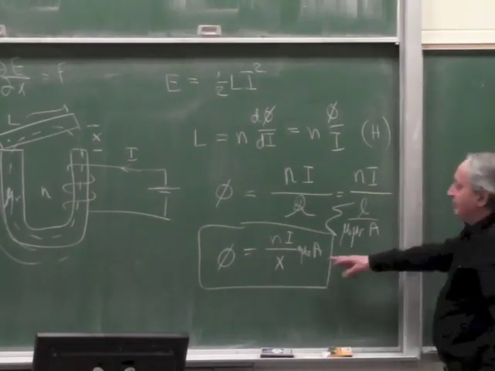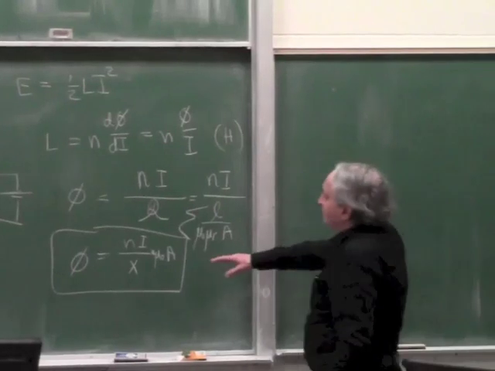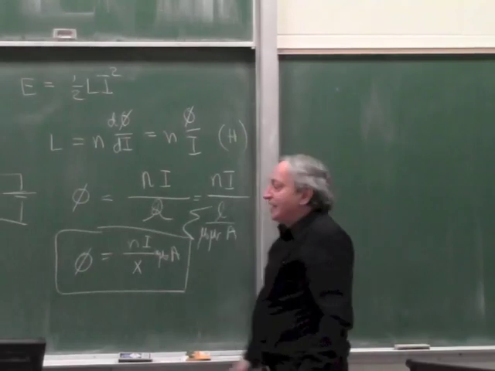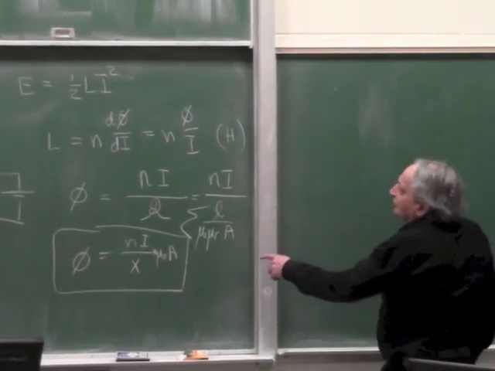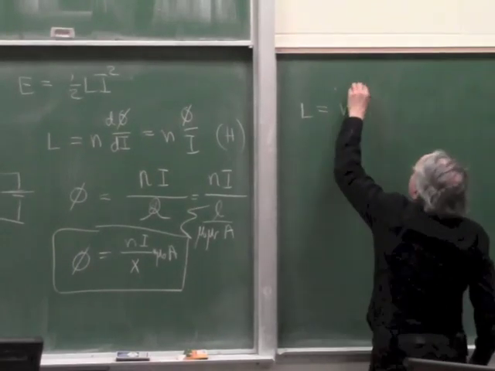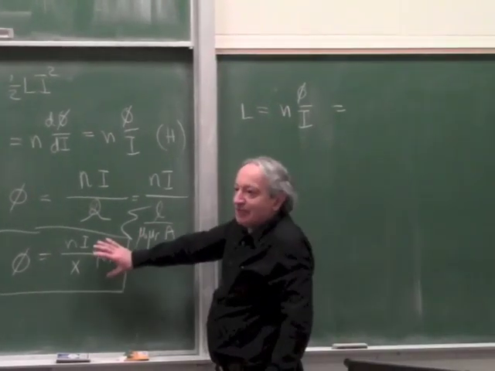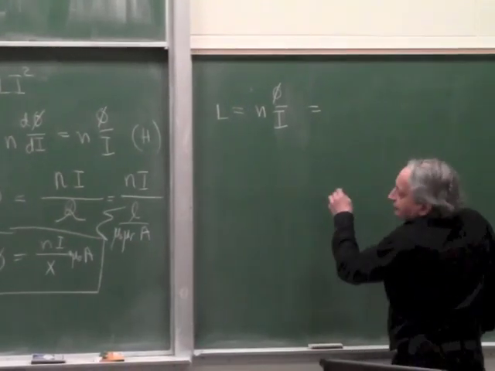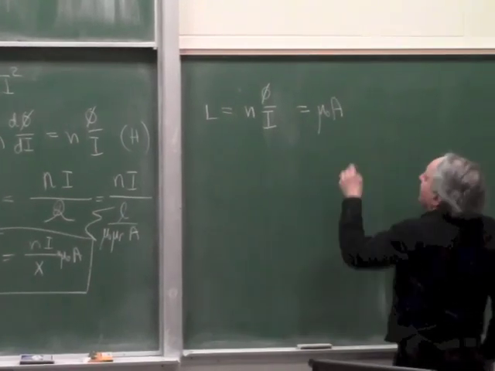Okay, so is everybody with me so far? If not, stop me. Okay, good. So now we can plug this into this, and this into this, and we get the energy. So we know phi, so we know L. L by definition is N phi over I. So we take phi, divide by I, so I gets cancelled out. So we get mu 0 A N over x.